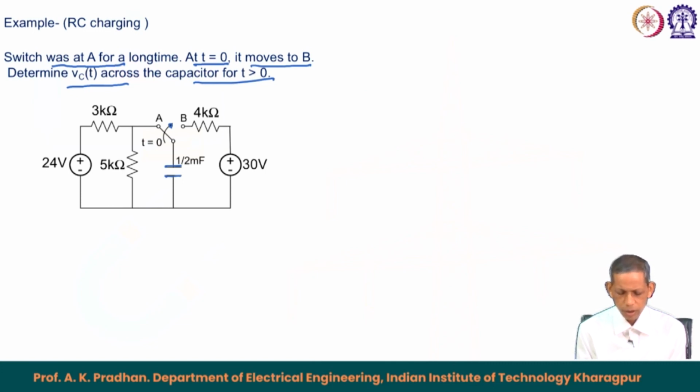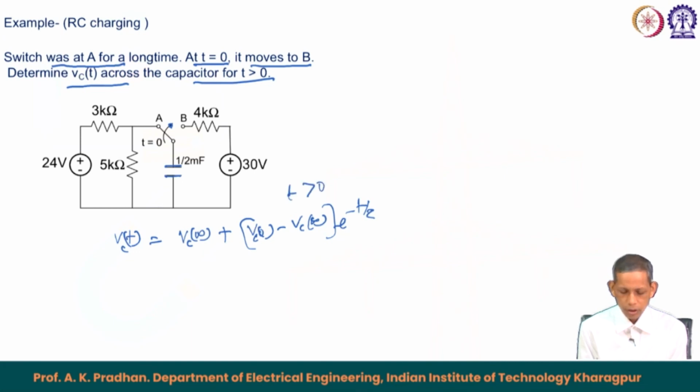As already mentioned, VC(t) becomes equal to VC(infinity) plus [VC(0) minus VC(infinity)] e to the power minus t by tau. This expression is valid for t greater than 0. So we need the corresponding VC(0) and VC(infinity). For VC(0) we need the circuit condition at A, and for VC(infinity) we need the circuit condition at B.